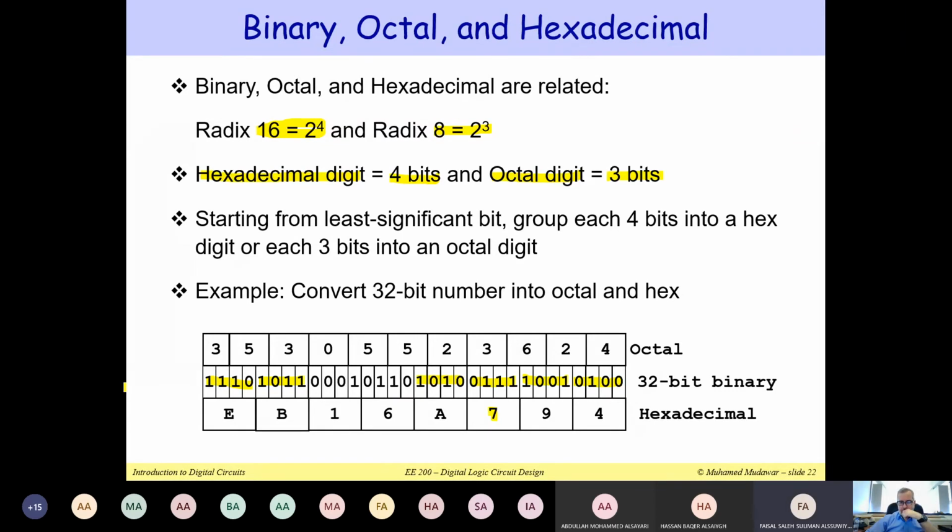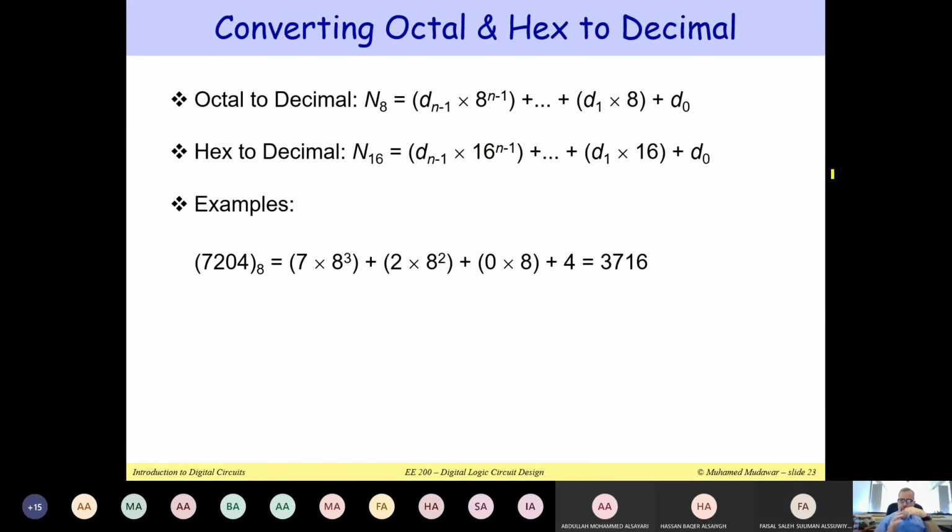No, because my thought is the far left is the most significant, and it should be 2 to the power of 31. Right. Okay. Thank you. All right. So back here, let me just go back to my presentation.